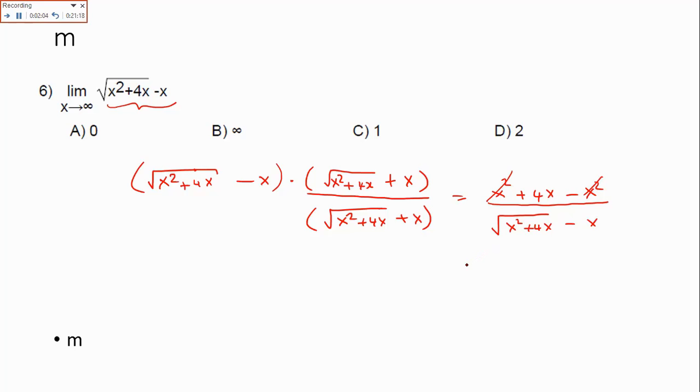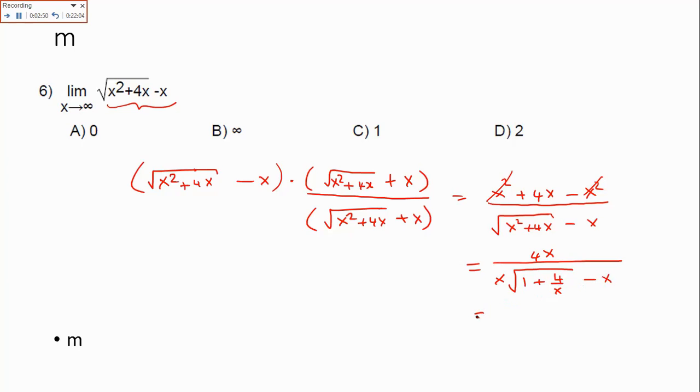And then we have here 4x divided by, and we can see that we can take x outside. If we take x outside the square root, we will have inside 1, because it's x squared. When you take it outside, it becomes x, right? So this is 1, and this will be plus 4 over x, and then we have here minus x.